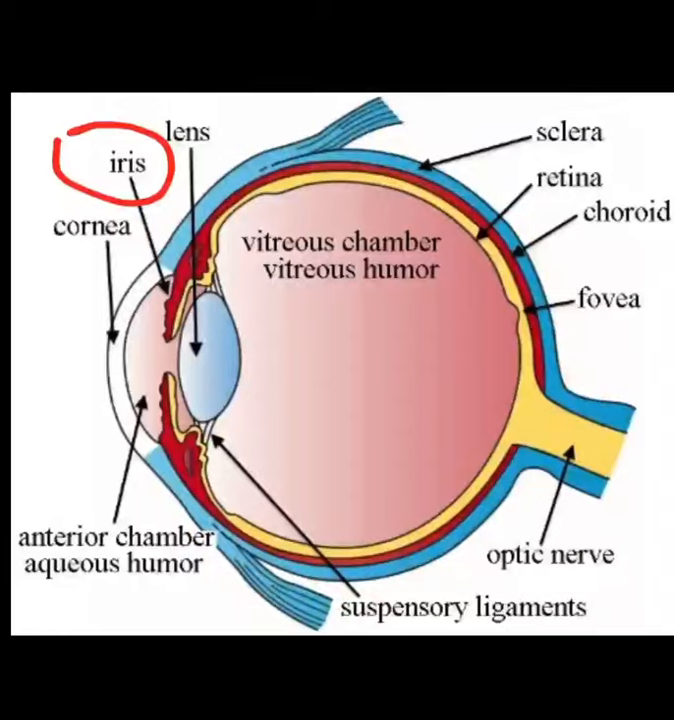Beta, the iris is made up of two types of muscles, radial muscles and circular muscles. Radial muscles help in widening the size of the pupil, and circular muscles help in constricting the size of the pupil according to the light present in our surroundings. So this is all about the choroid layer.